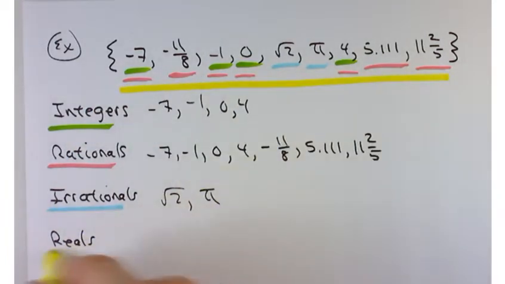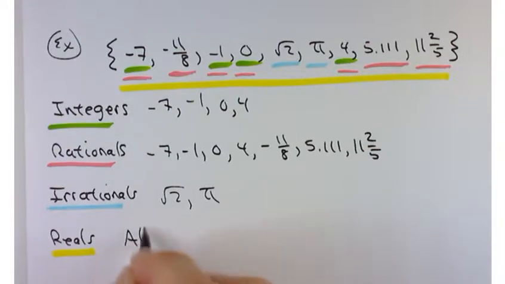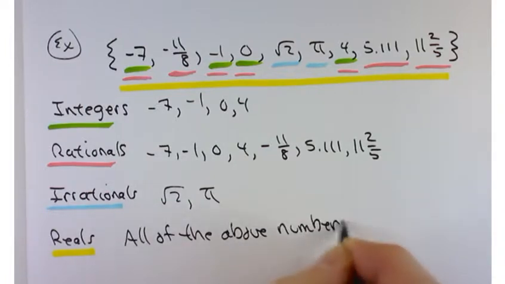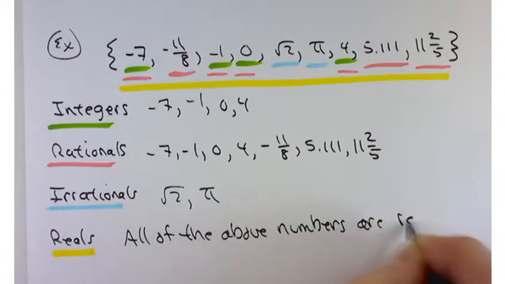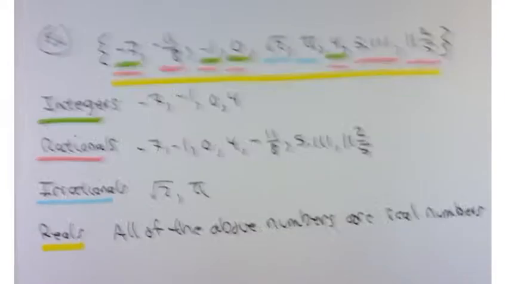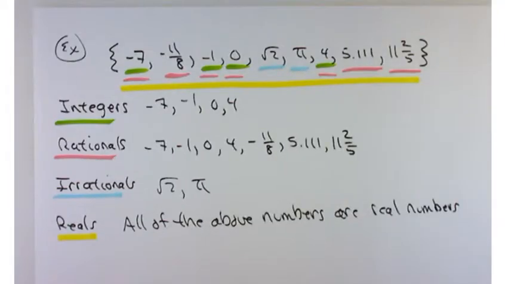Now when you put those all together, everything here is a real number. So all of the above numbers are real numbers. Basically all the above. Cool.